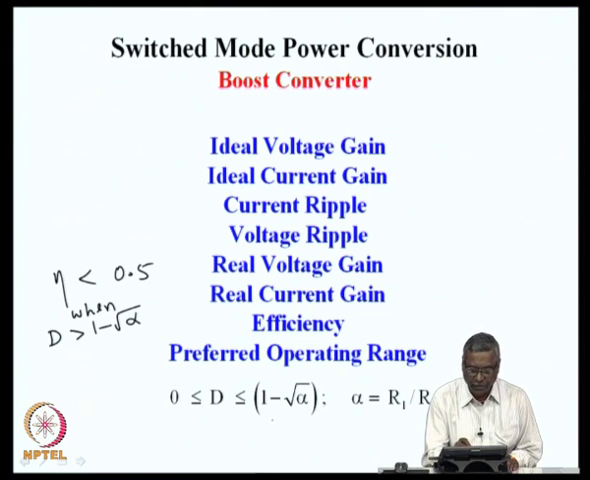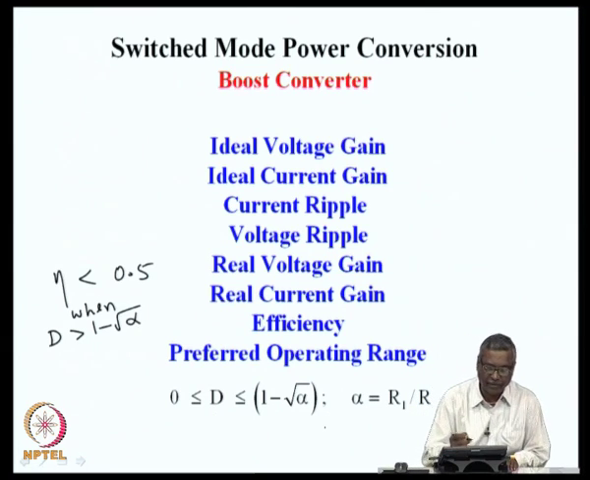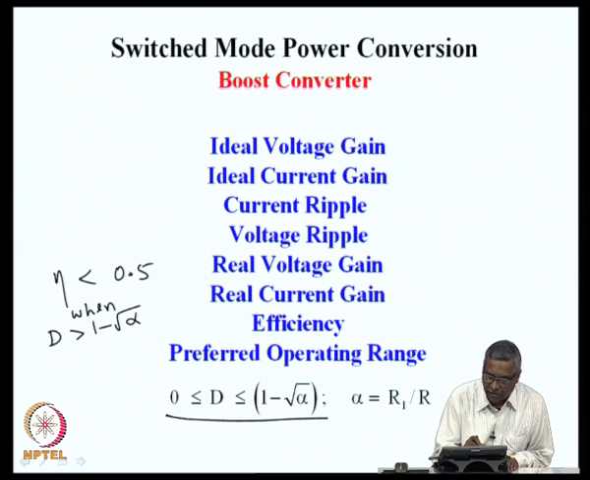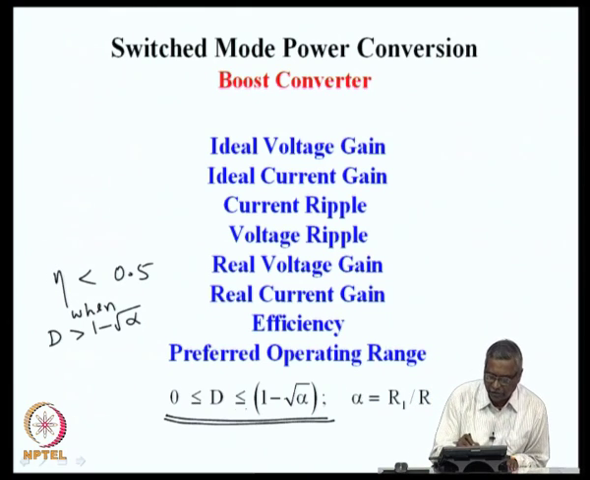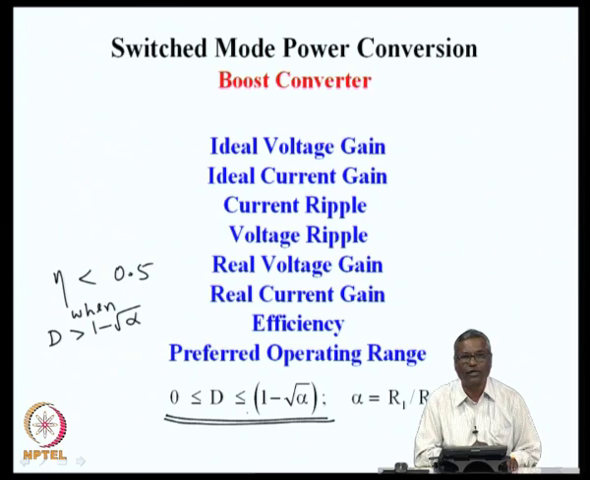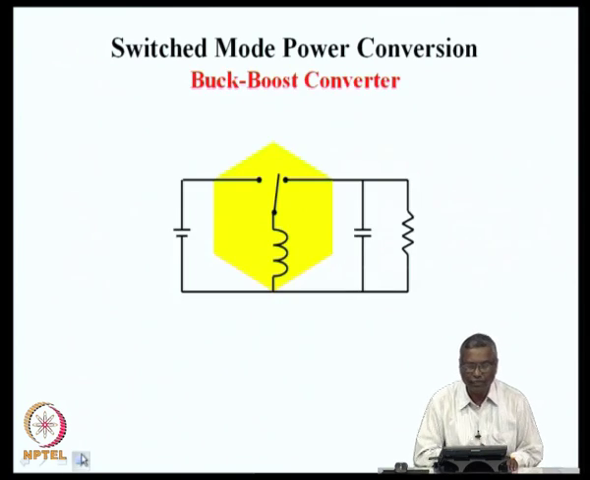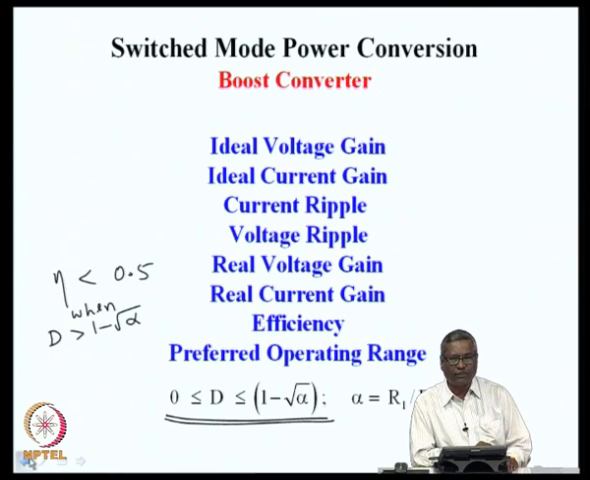So, when you are in the range beyond this, the efficiency is less than 0.5, which is not a good operating condition. So, the preferred operating range is limited to less than 1 minus root alpha, or in a real case it will be even limited much less than this quantity, maybe 1/2 of this. And this is because of the losses in the converter and efficiency dropping drastically as you reach the maximum gain. Okay. So, what we had seen up to now are the performance factors of the boost converter.